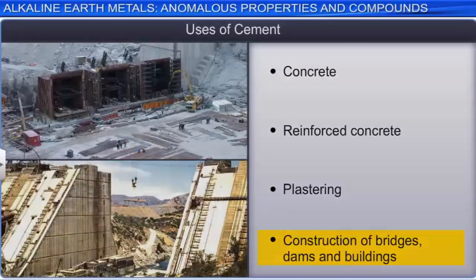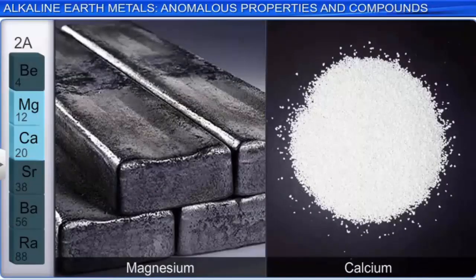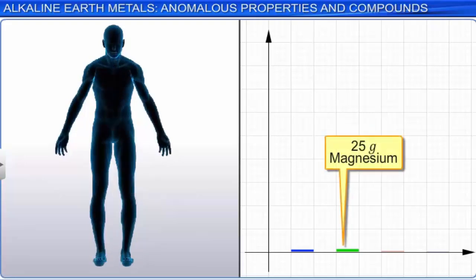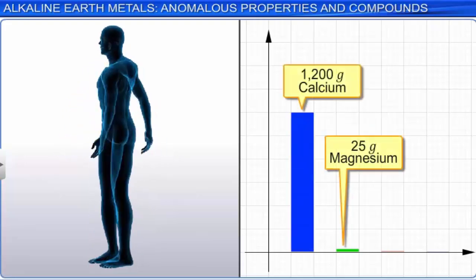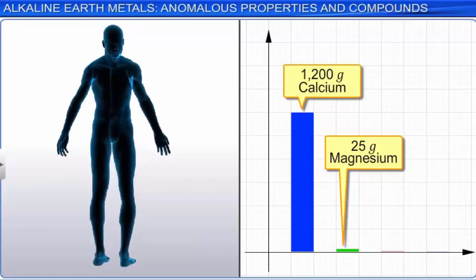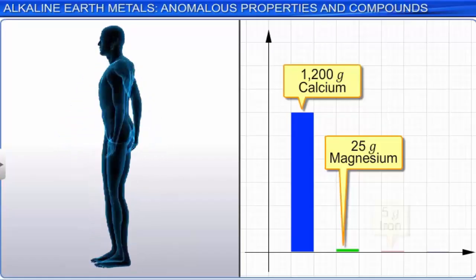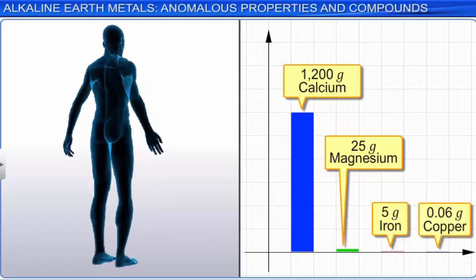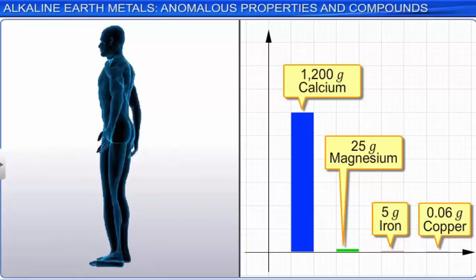Both magnesium and calcium play important roles in biological systems. An adult human body contains 25 grams of magnesium and 1,200 grams of calcium. Compare this with only 5 grams of iron and 0.06 gram of copper. Let's go into these important functions in more detail.